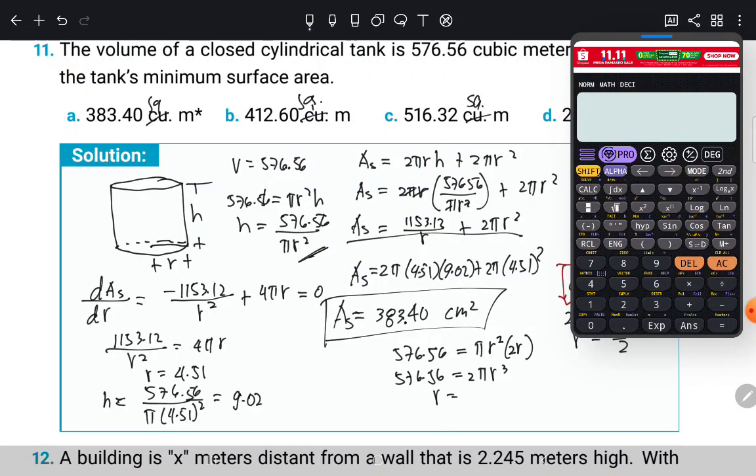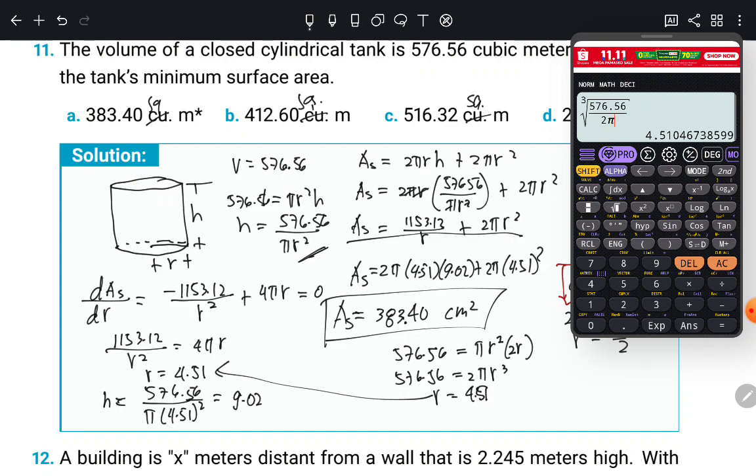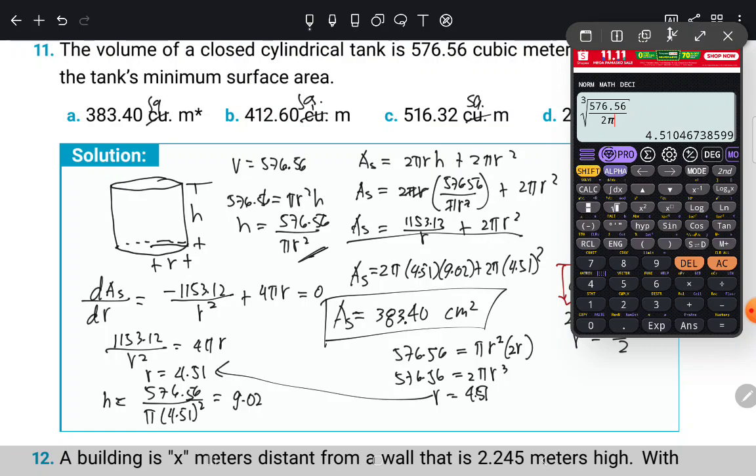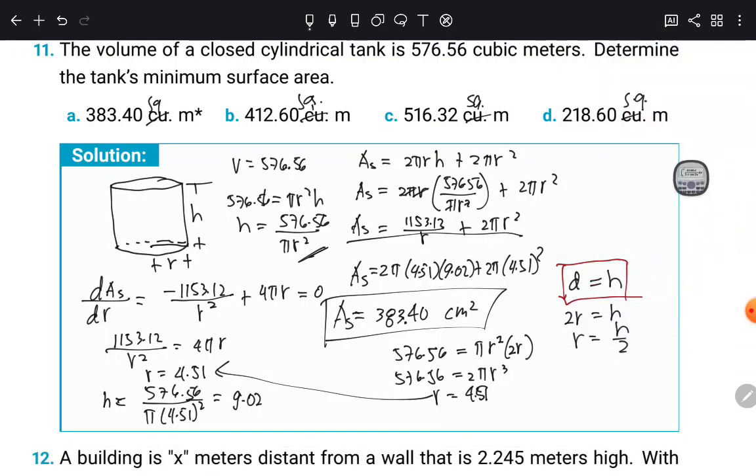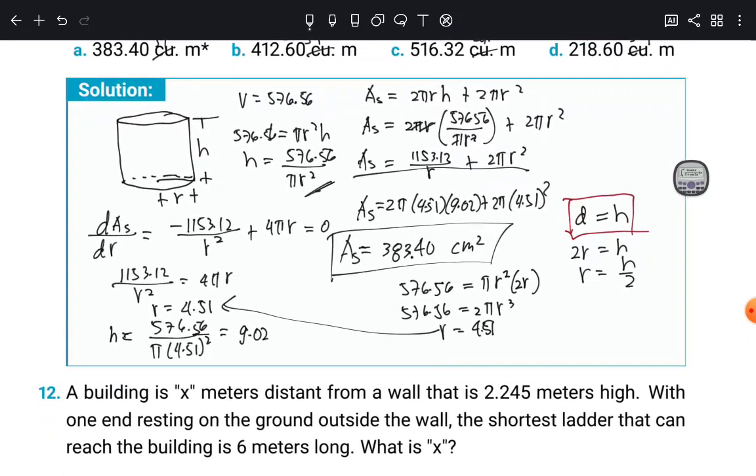If we check that, cube root of 576.56 divided by 2 pi. That's 4.51. And it's the same as our r in the first method that we used. So we can also use this one if it's a cylindrical tank and it's closed. Then you just equate the diameter of the circle with the height of that cylinder.